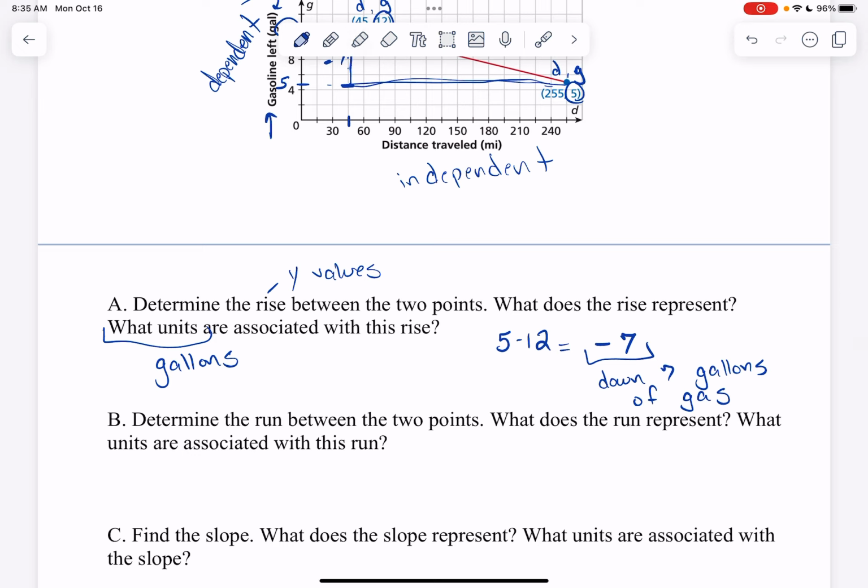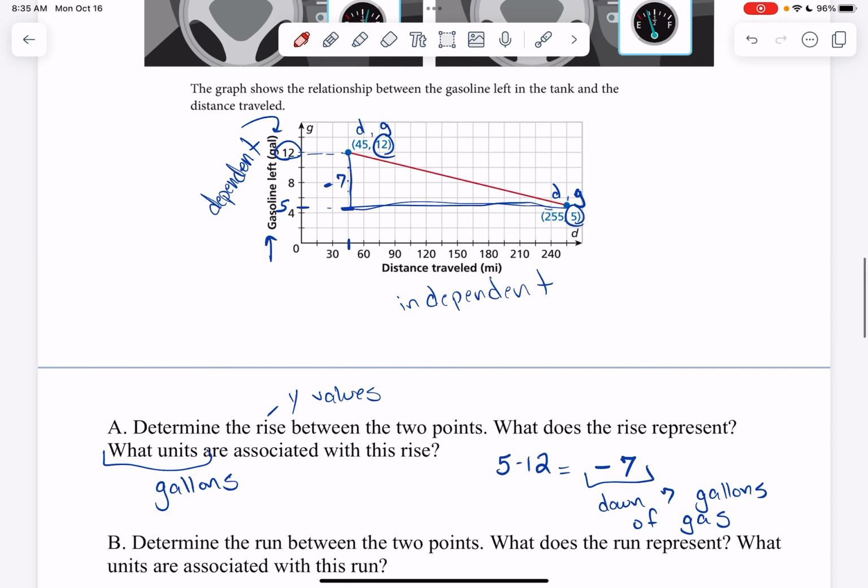Now it asks, what is the run? Determine the run between the 2 points. So I'm looking at how far over. What's my run right here? Well, here I'm at 45, and I go over to 255.